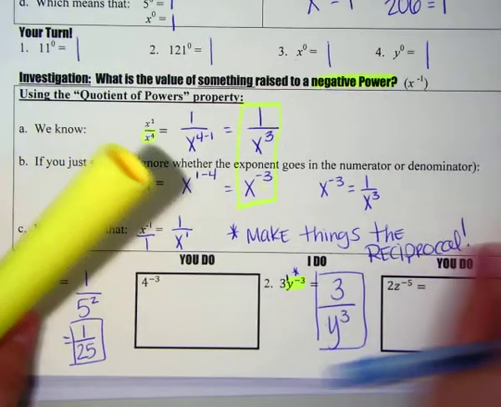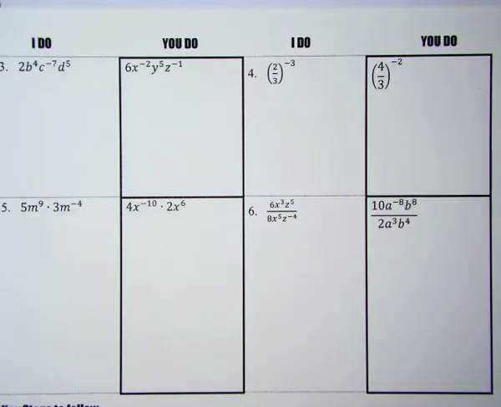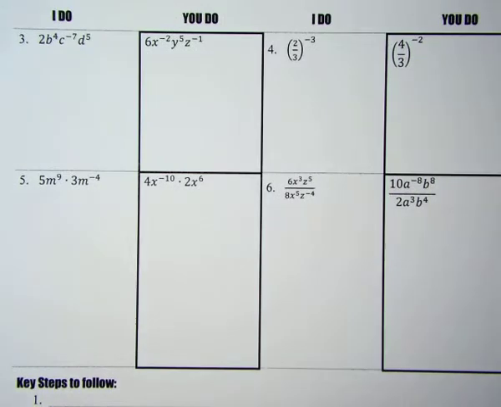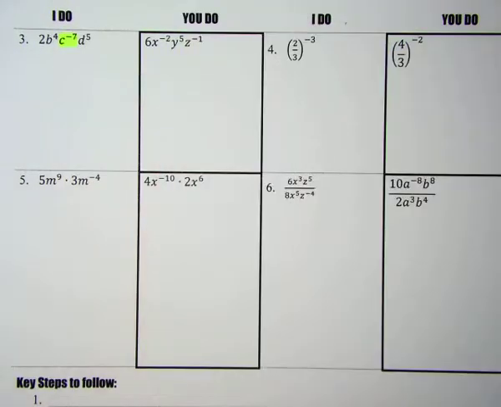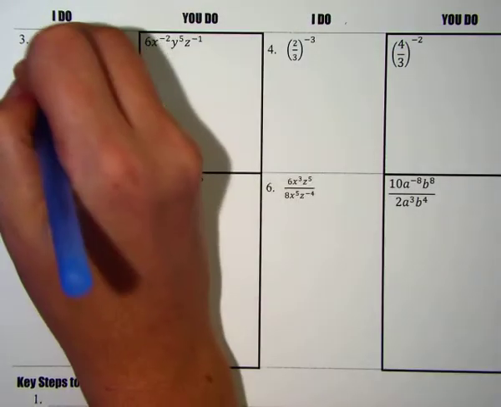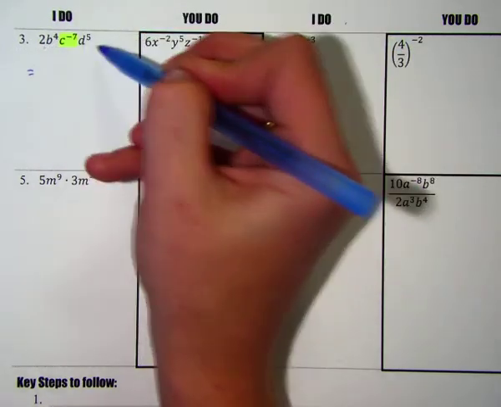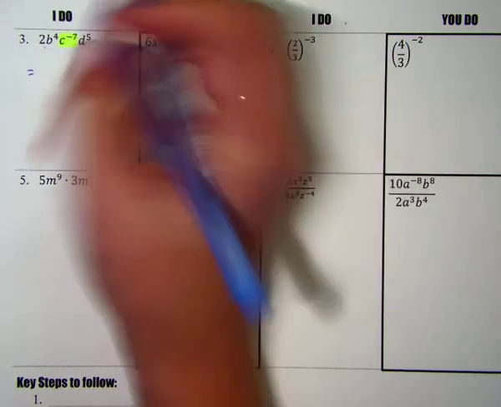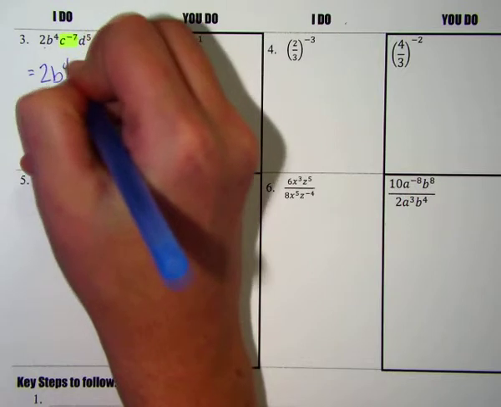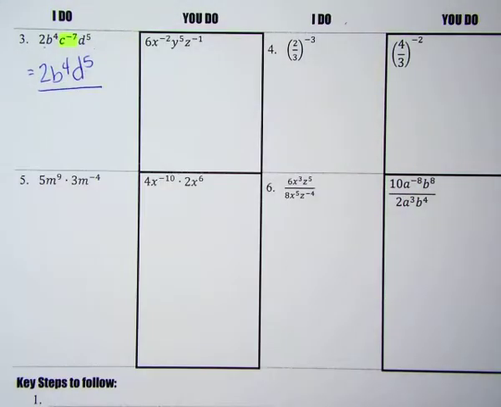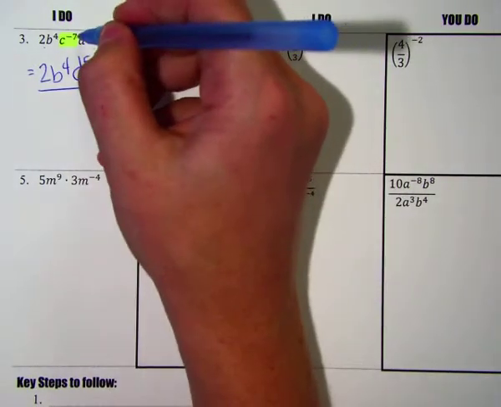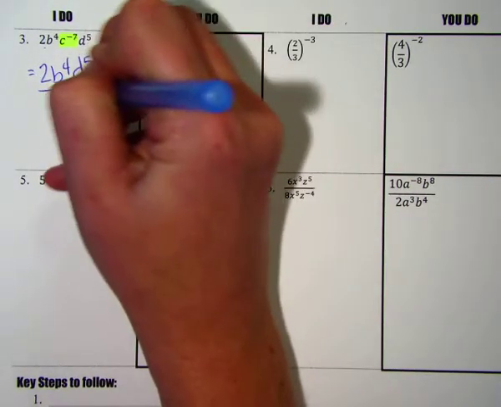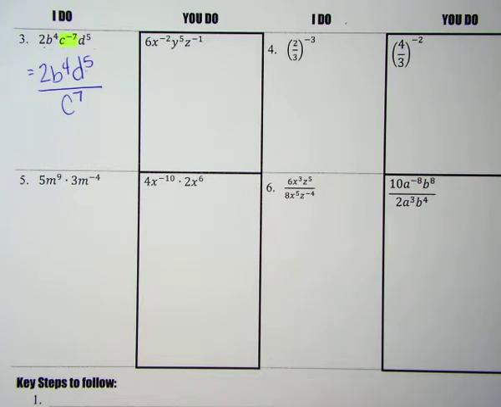We'll do a couple more examples. Number 3. Again, I'm going to highlight all the variables that have a negative exponent. So C has a negative exponent. So anything that has a positive exponent, I'm going to write in the numerator because that's where it is. And then the denominator is going to have the C to the 7th because it has a negative exponent. So that's the only one that moved.